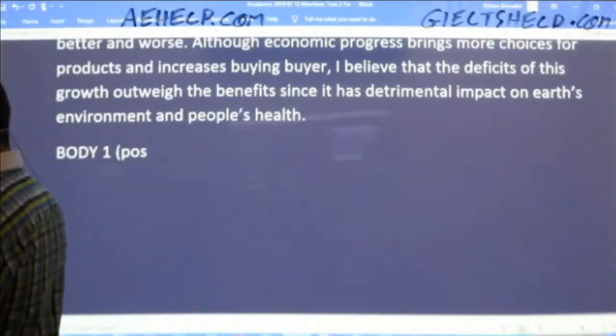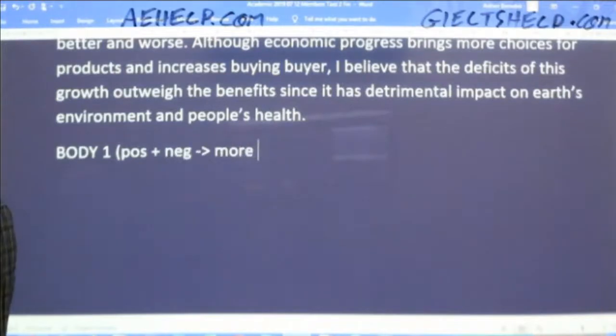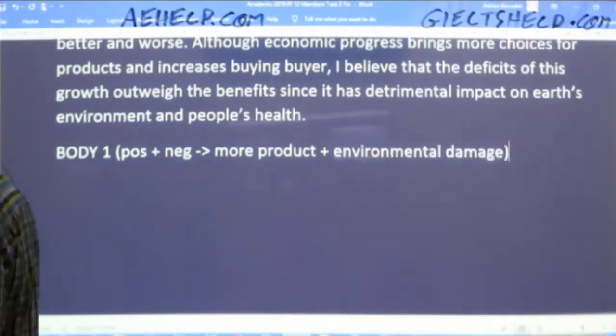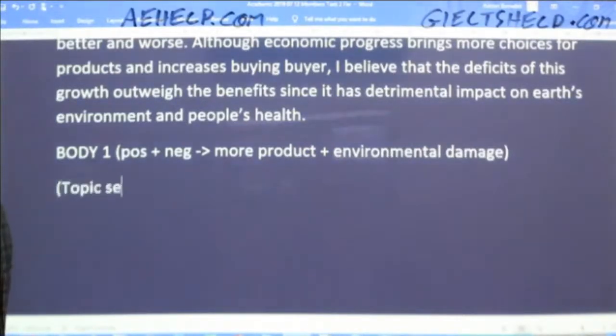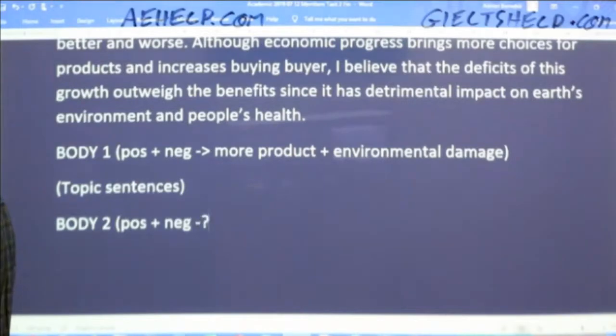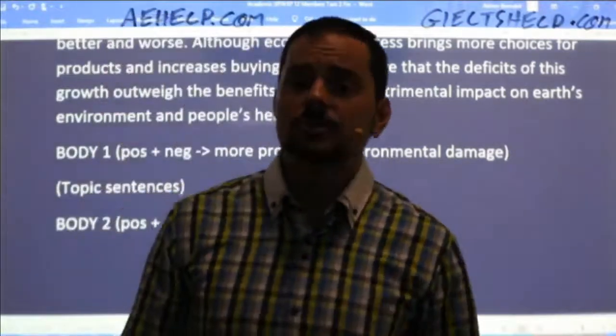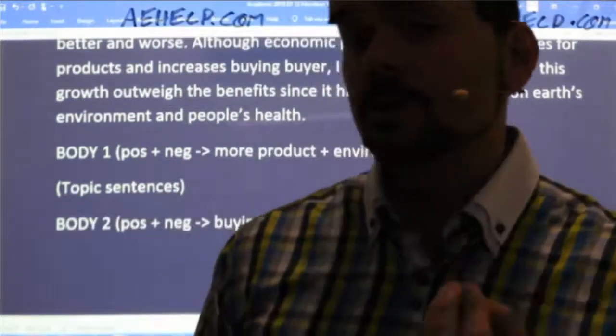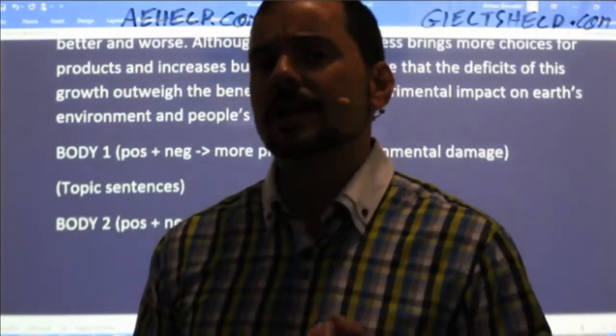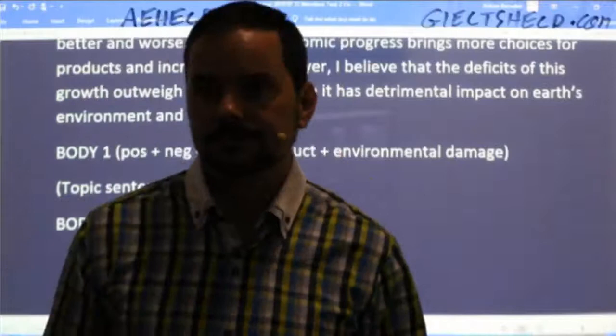All right, so positive plus negative, meaning more products plus environmental damage. So that's our first paragraph. Okay, start thinking about your topic sentences, students. All right, and body paragraph 2 will also be about the positives and negatives of economic growth, meaning buying power and people's health. And yes, students, you do need to express this level of thinking, logic, and English for those truly high band scores, because an IELTS Band 9 description means an expert user of the English language. It's not just an expert in vocabulary and grammar, but also in thinking as well.